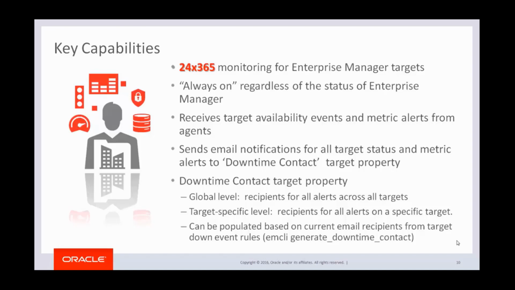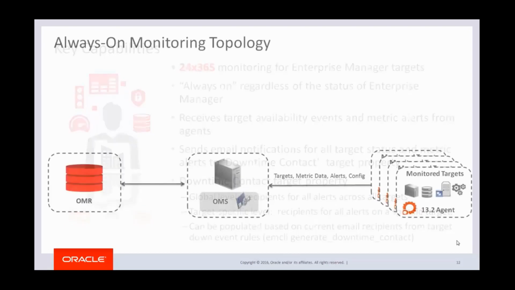Basically, when AOM receives alert information from an agent for a specific target, it looks up the target property for that target, and if it finds a downtime contact defined, then it sends out an email notification to the email address of that contact. This can be configured at the global level, which includes everyone, or at the target-specific level that only contains users who are interested in monitoring a specific target. There is also an API that generates a list of downtime contacts for that target.